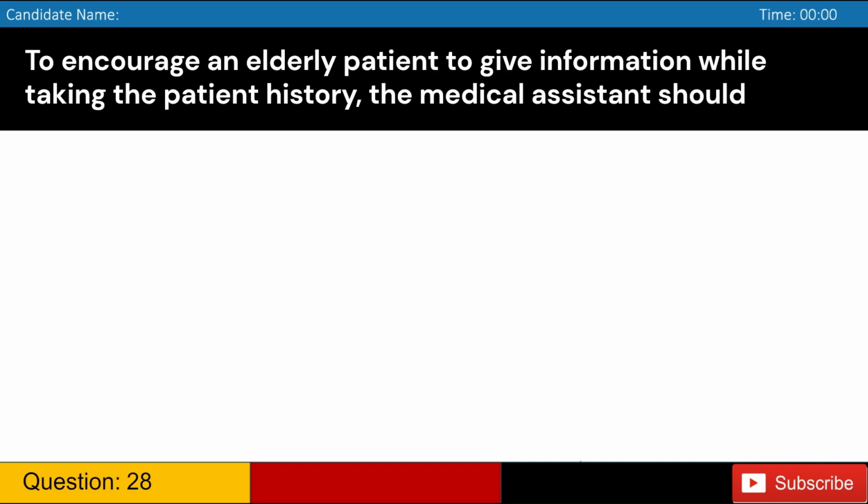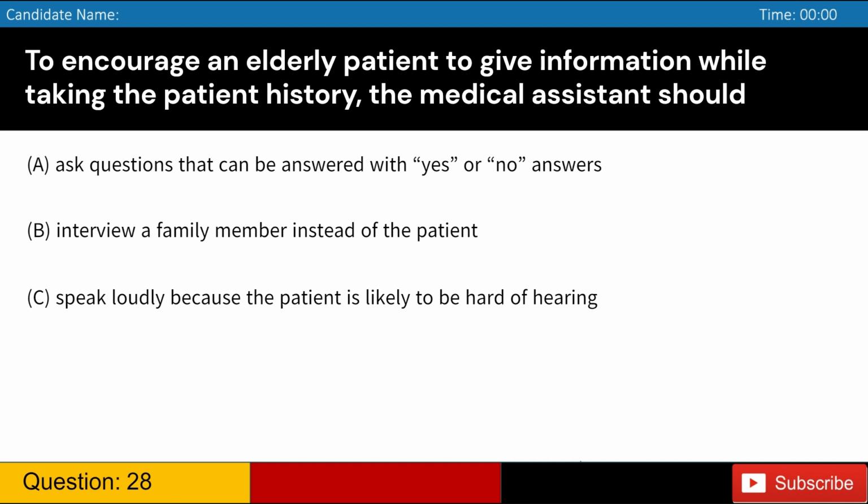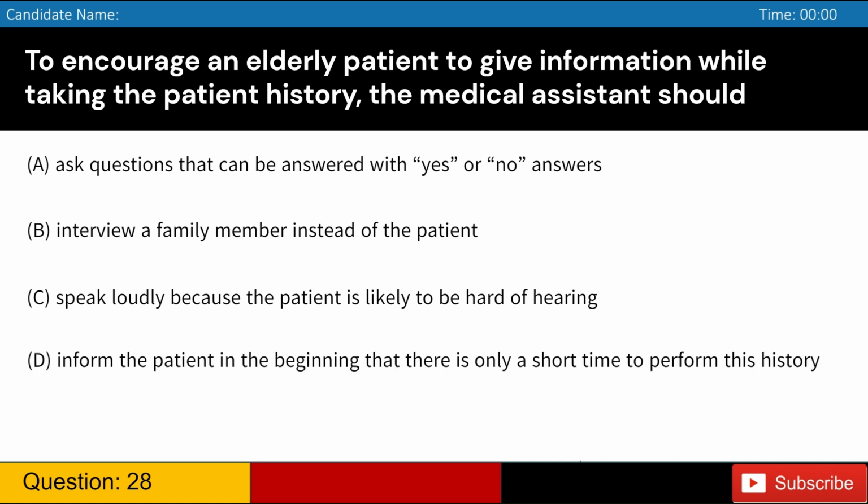To encourage an elderly patient to give information while taking the patient history, the medical assistant should A. Ask questions that can be answered with yes or no answers. B. Interview a family member instead of the patient. C. Speak loudly because the patient is likely to be hard of hearing. D. Inform the patient in the beginning that there is only a short time to perform this history. E. Ask open-ended questions. Answer: E.